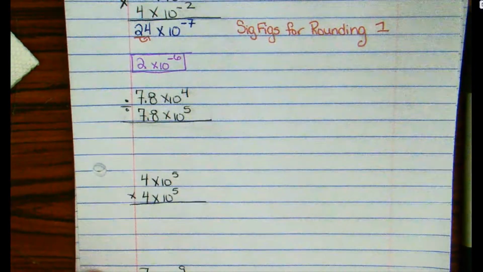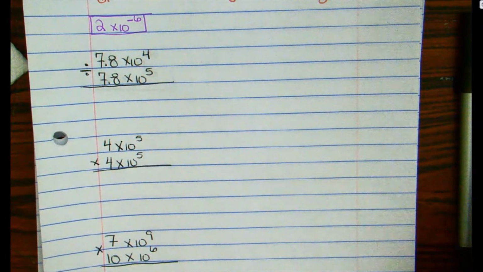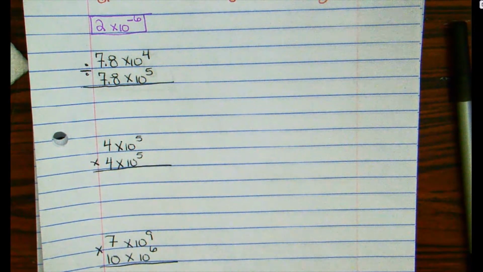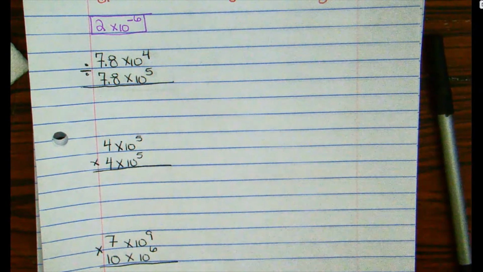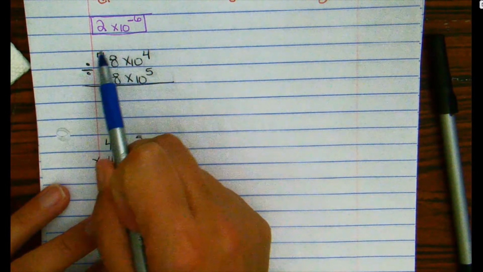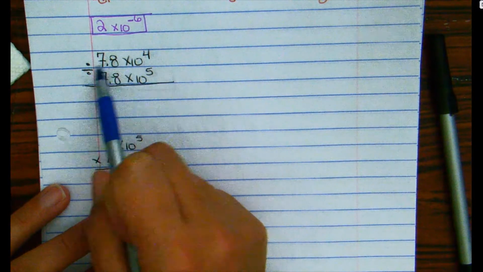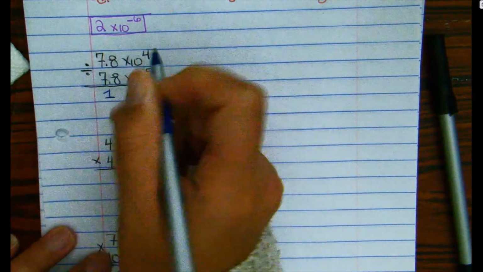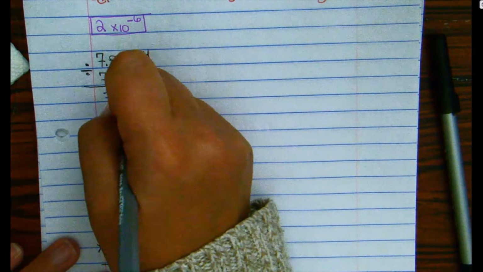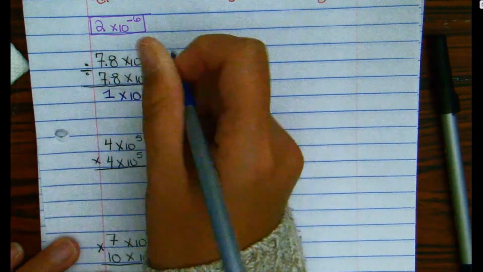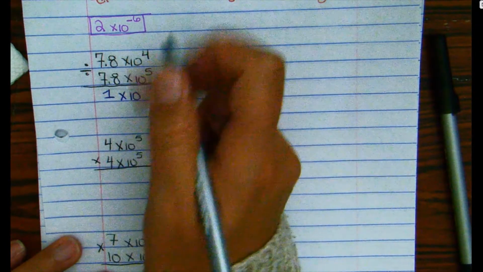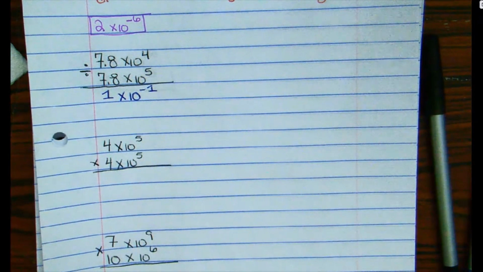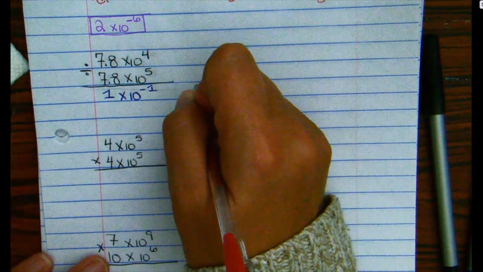Let's try a division one. 7.8 times 10 to the 4th divided by 7.8 times 10 to the fifth. Remember, you do everything on the left first. So 7.8 divided by 7.8 is 1. Times, because you're going to set up your scientific notation, 4 minus 5 is negative 1. Then we count our sig figs for rounding.